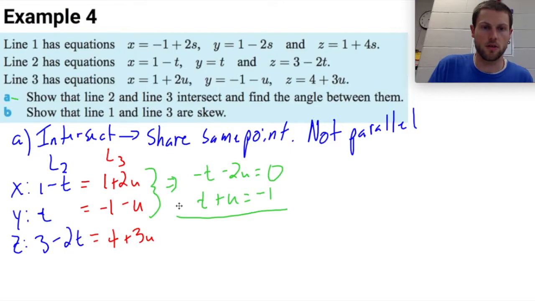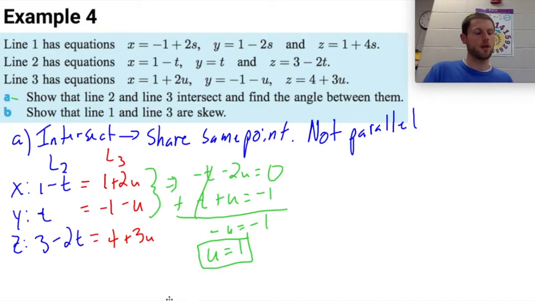Now these are opposites, so that's kind of nice. Let's add it up. The t's will cancel, and I get -u equals -1. So u equals 1. What does that mean? That means that when u equals 1, I am at some intersection point with L2 and L3, or at least that the x value and the y values are the same when u equals 1.